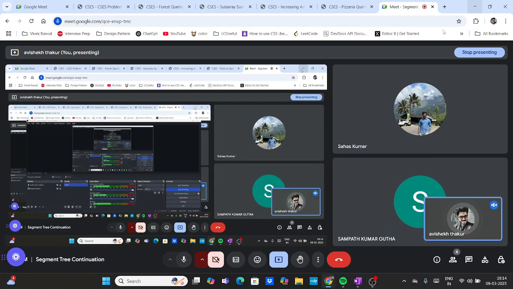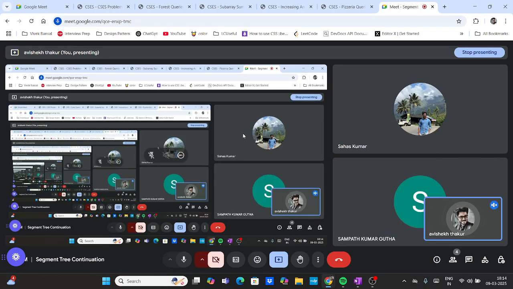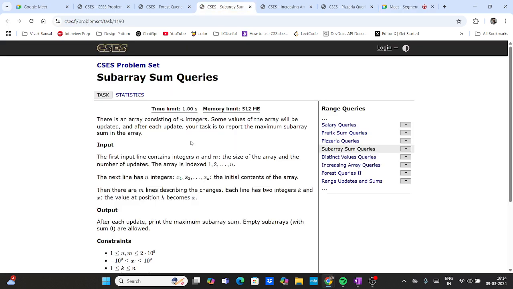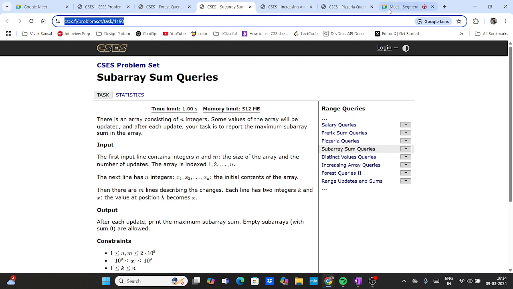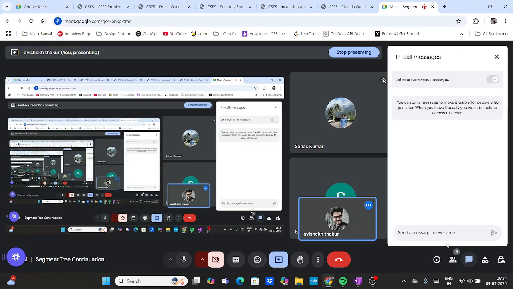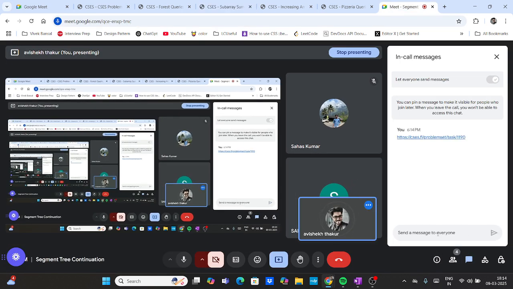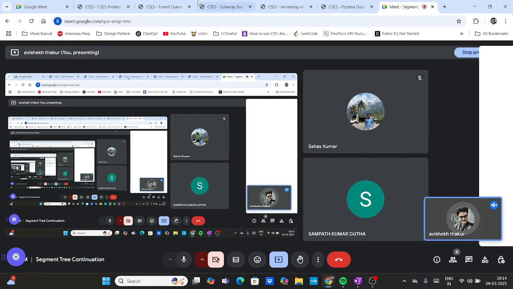Okay, cool. So today we'll look into a couple of problems on segment tree and we will have a look at what lazy is. So before that, let's see this problem. Subarray sum queries. Let me give you this. Have a look and let me know if you are able to understand this question or not.